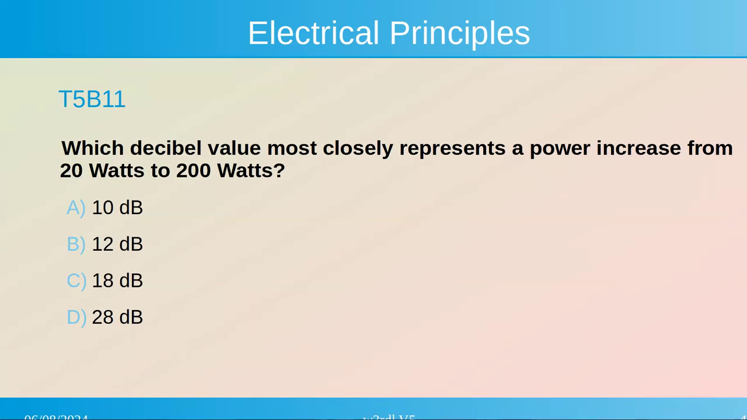Which decibel value most closely represents the power increase from 20 watts to 200 watts? So now we got a ratio of what, 10? 200 to 20. Yeah, you just have to remember those numbers. Ratio of 10 is 10 dB.